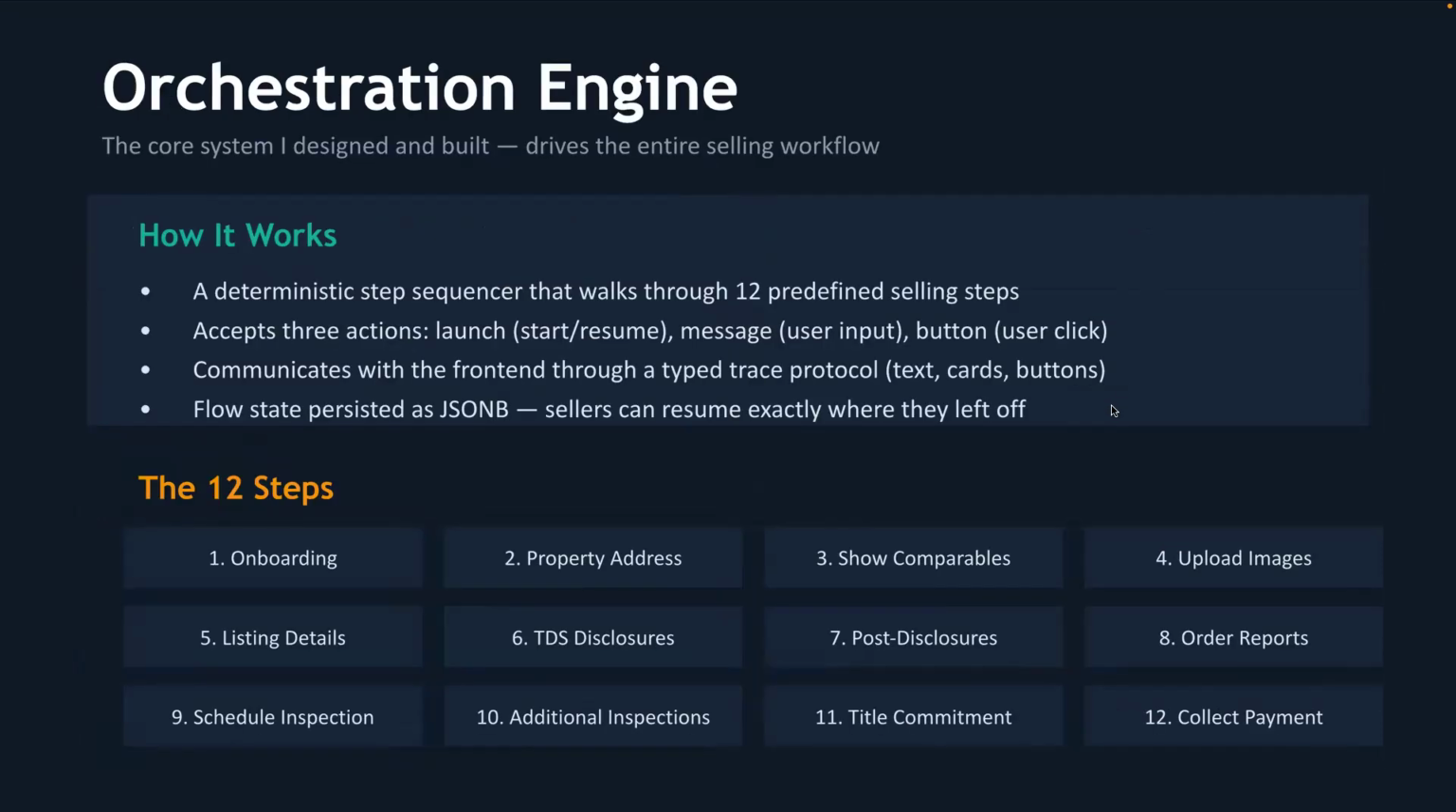One of the few things that I built there, which I'm more proud of, is the orchestration engine. The engine, as mentioned in the slide, is a deterministic step sequence counter that knows 12 predefined stages. It accepts three actions: launch, message, and button. Based on these three actions, the orchestration engine knows what to do. These are the 12 steps the agent goes through.